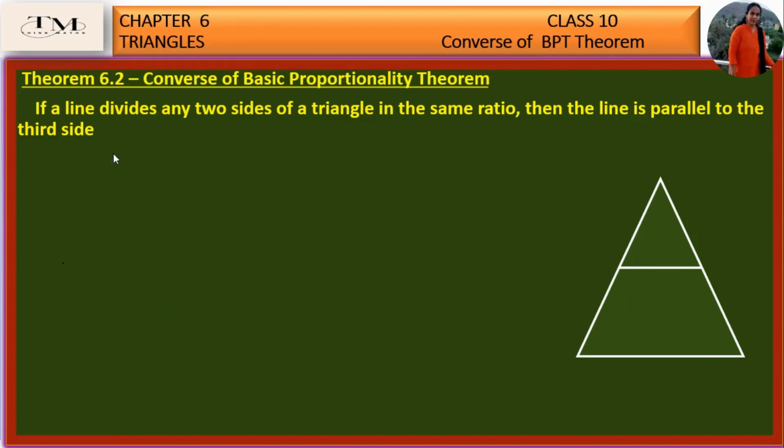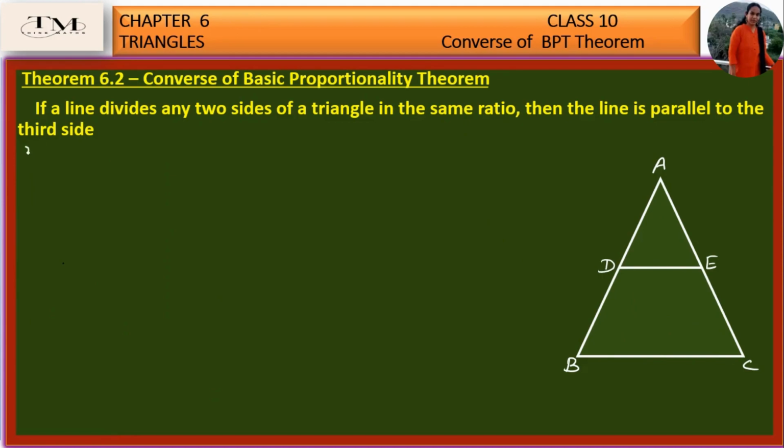Suppose this is the triangle ABC. This is what is given. If a line, so let us take a line DE, divides any two sides AB and AC in the same ratio, then we should prove that the line is parallel to the third side. So we should prove DE parallel to BC.